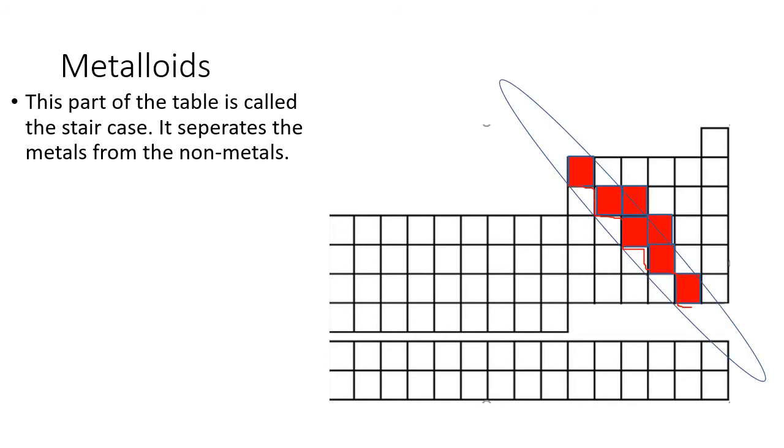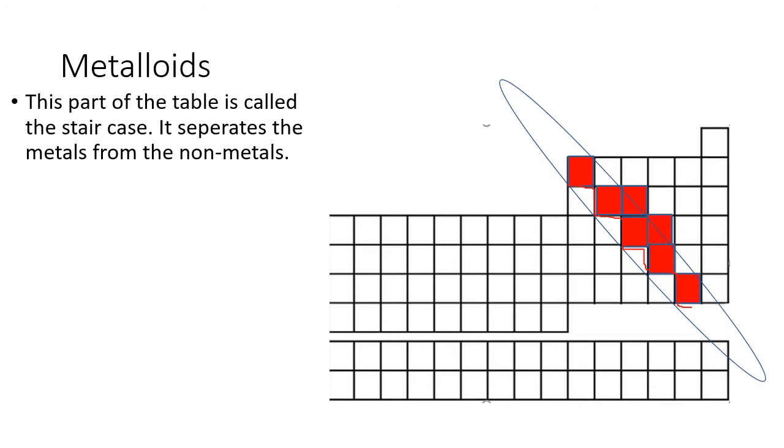Nonmetals are going to be found on the right side of the periodic table. Okay, so let me repeat that just in case I kind of mix things up. Nonmetals are going to be on the right side of the staircase, and metals are going to be on the left side of the staircase.